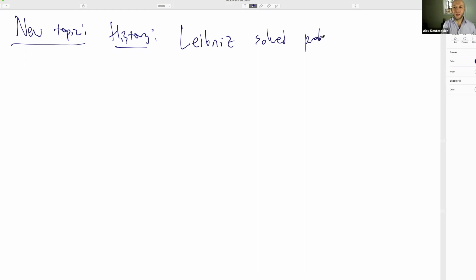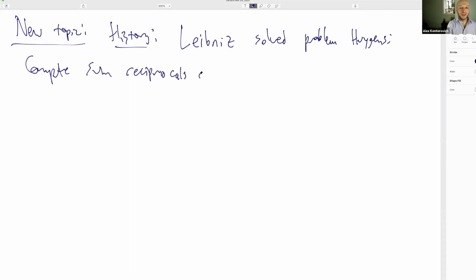that was given to him apparently by Huygens we say in the US, but I think it's Huygens in what is it, Dutch or something. Leibniz solved the following problem: compute the series of the reciprocals of triangular numbers. So what do I mean by triangular numbers?